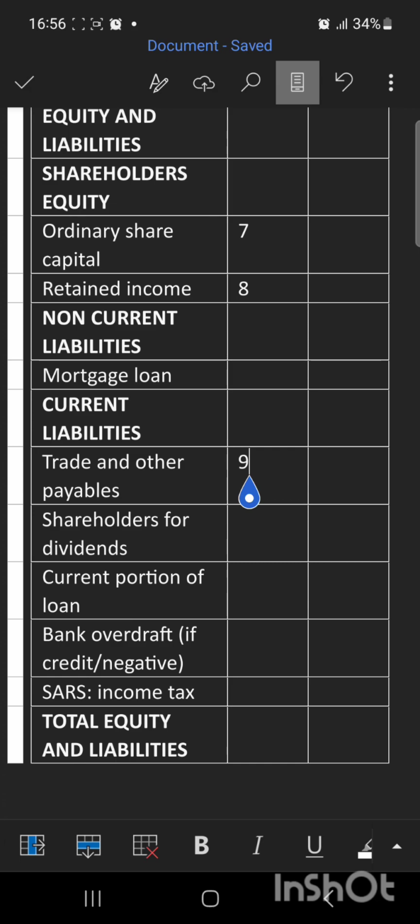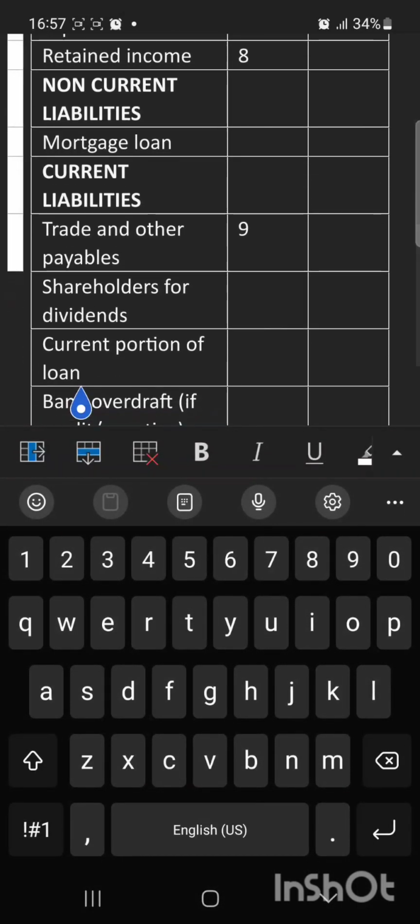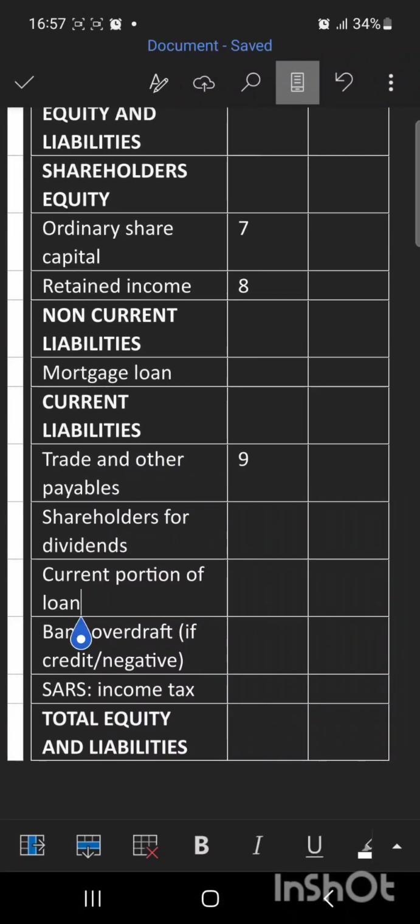So you are going to take that closing balance from the statement, from the adjustment, right? Let's say the amount is 150,000. If they say that 50,000 of the loan will be paid in the next financial year of the capital amount, you are going to take that 150,000, you subtract 50,000, which will then be your current portion of loan, right?